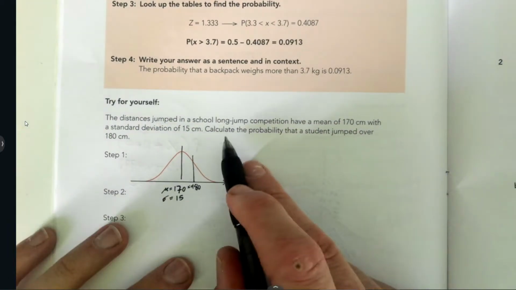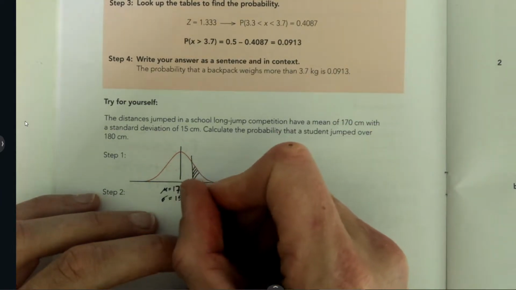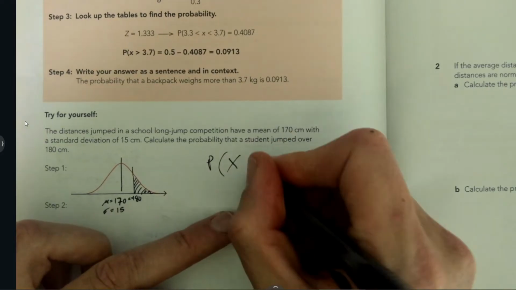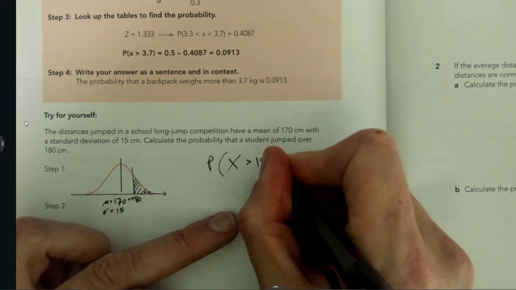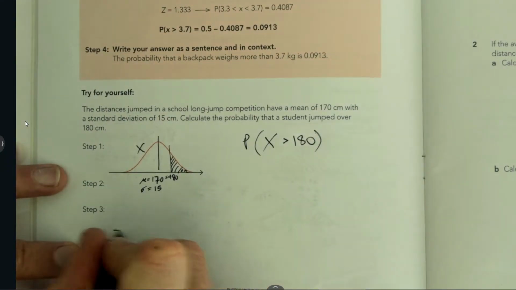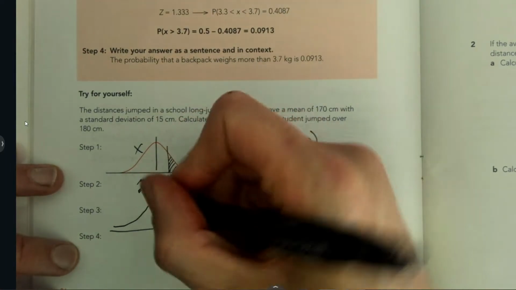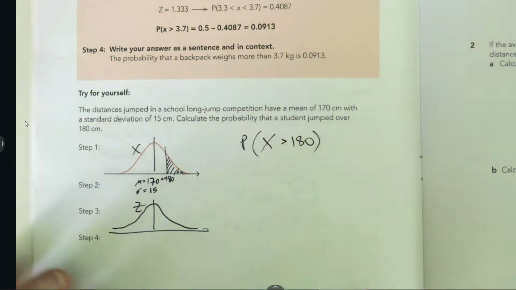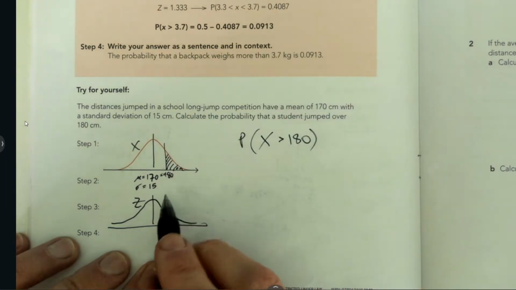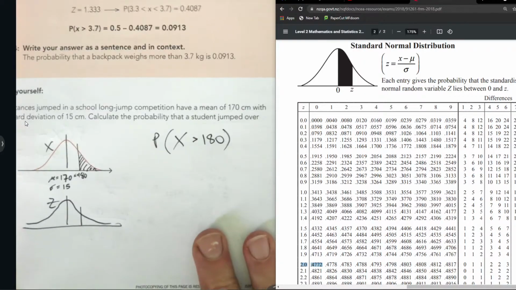Okay, so it's calculate the probability that a student jumped over 180 centimeters, so it's all of the area beyond 180, or the probability that the random variable takes a value that is greater than 180. That's what we're looking for. So this is our x. Let's draw in our z. Now, our z value is going to be just below here, and we're going to be able to work it out with that same formula. Let's get it up on the formula sheet.